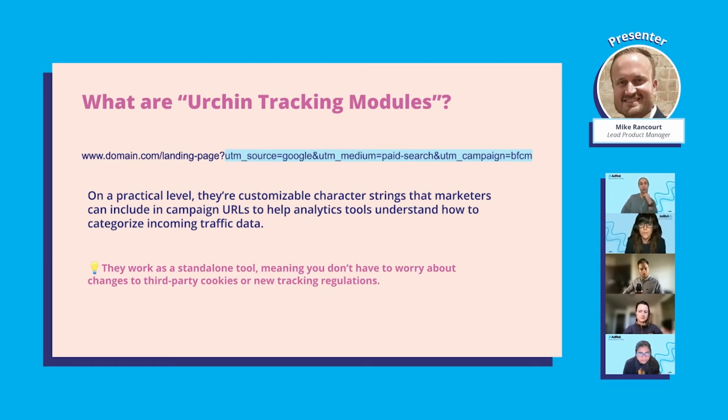So first, what is a UTM? UTM stands for Urchin Tracking Module. And as you can see on the screen, there's a sample landing page URL. If we populate it a little bit, we can highlight some of these UTM parameters. If you've ever seen one of these, after clicking through an ad, the URL in your browser is actually this really long string that has all these different parameters.